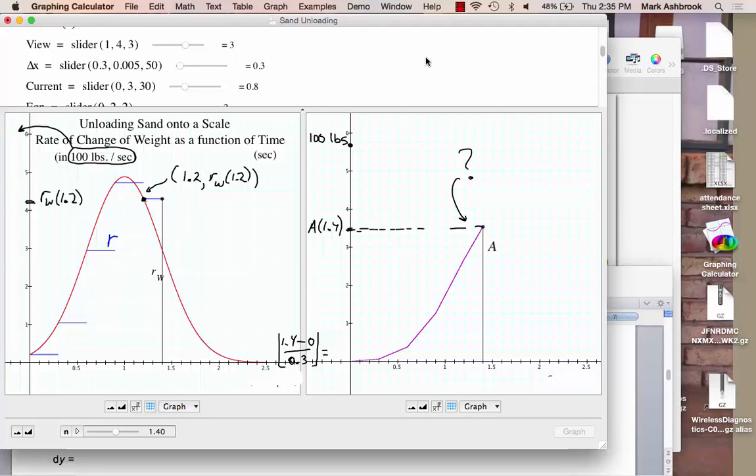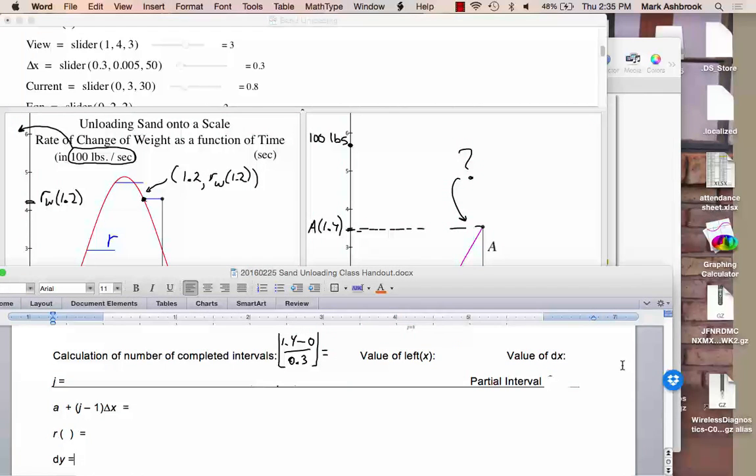I heard 3 and I heard 4. 4 completed intervals. Here's 1, 0 to 0.3, 0.3 to 0.6, 0.6 to 0.9, 0.9 to 1.2. 4 have gone by. So if you do that math, put that in the GC, that will give us 4. By the time x is 1.4 seconds, 4 completed intervals have gone by.